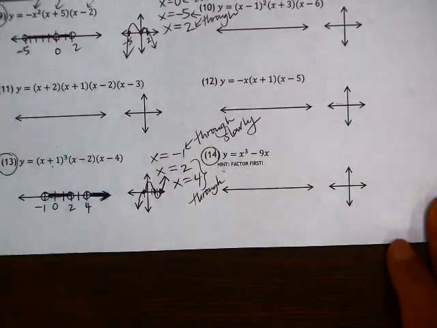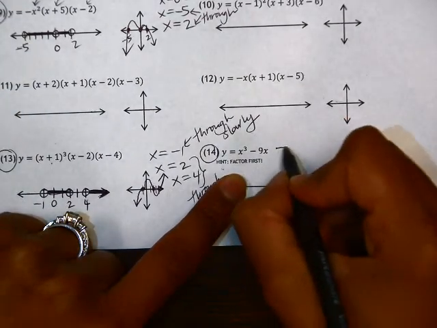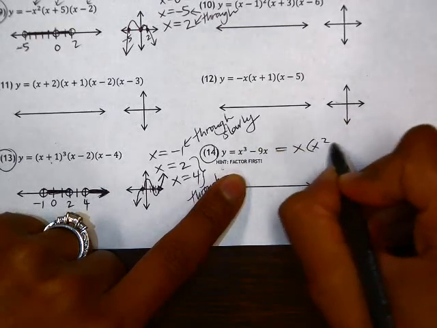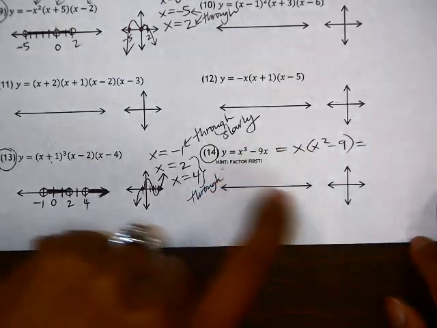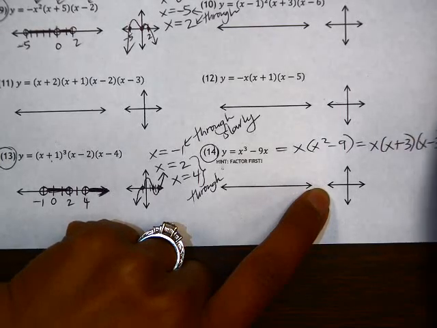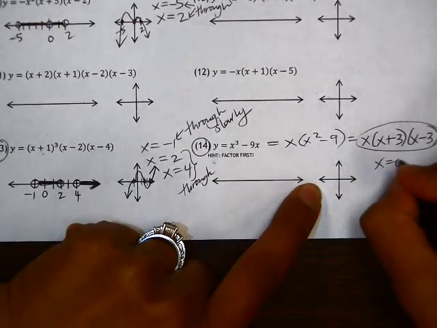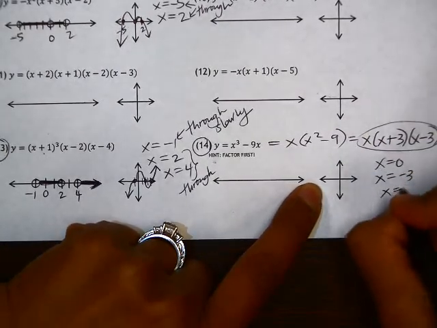All right, on number 14, a hint here: factor first. This is not in factored form, so if I were to factor this, I could take out a GCF of x and then factor a difference of two squares. Now in factored form, I can tell that my roots are at 0, negative 3, and positive 3.